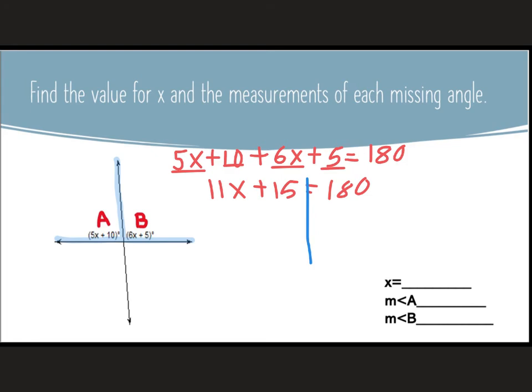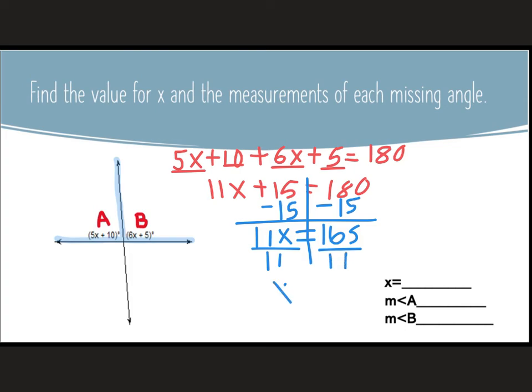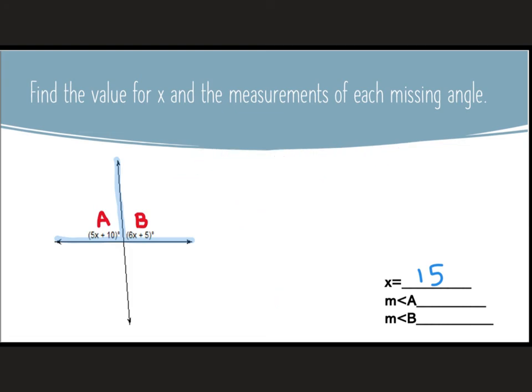I'm going to draw my line, and now I can solve. So subtract 15 from both sides. Get 11x equals 165. Divide by 11. Divide by 11. Should get x is equal to 15. Now we can use that x value to solve for the measure of angle A and the measure of angle B.